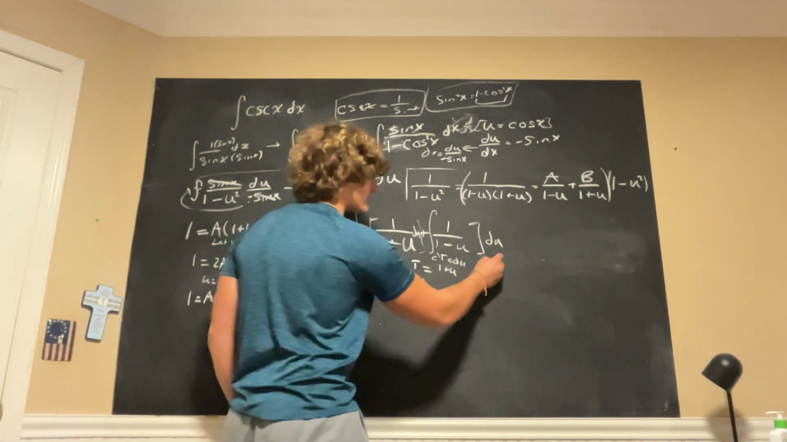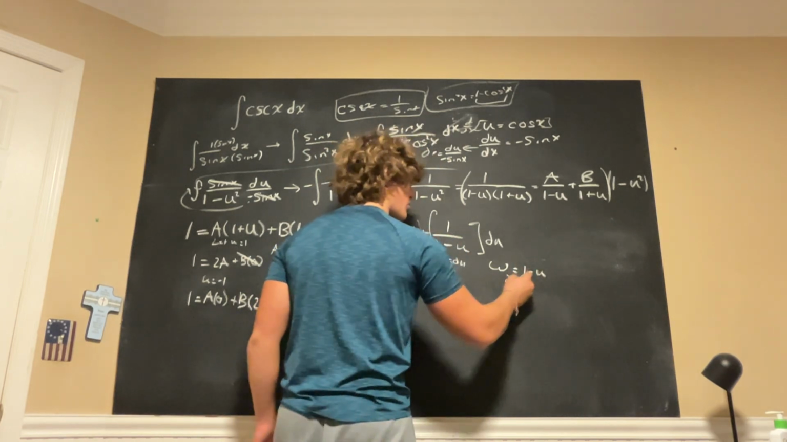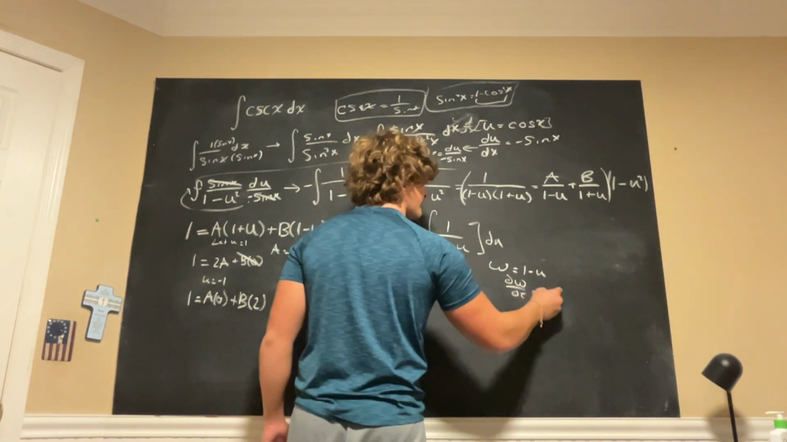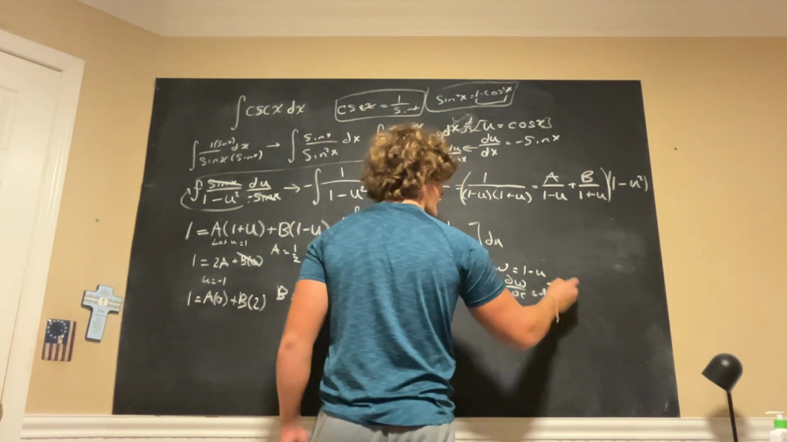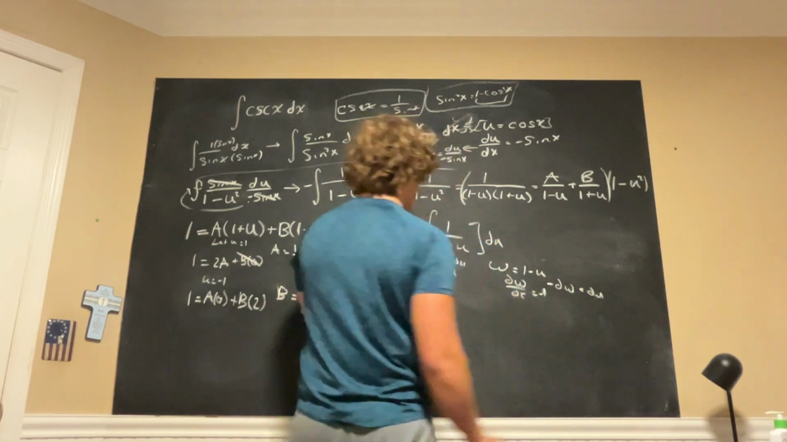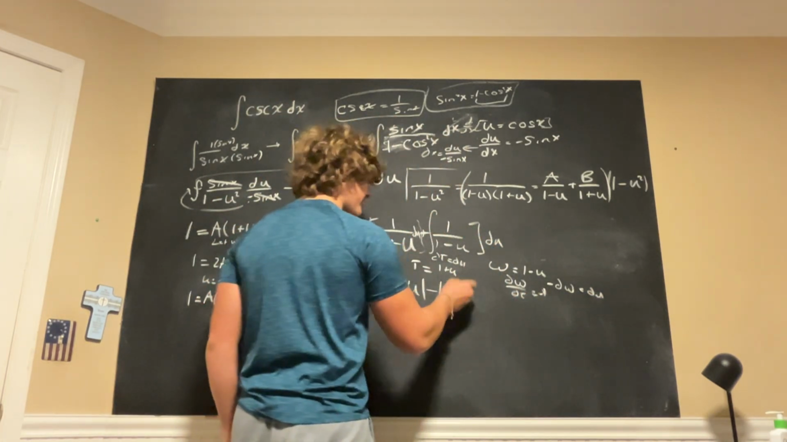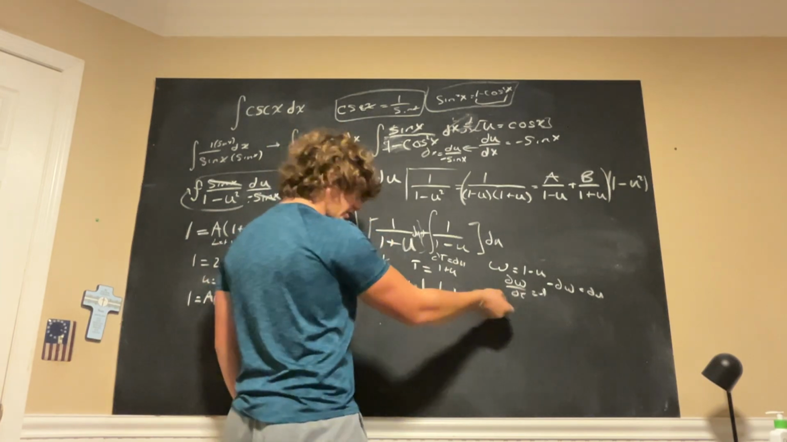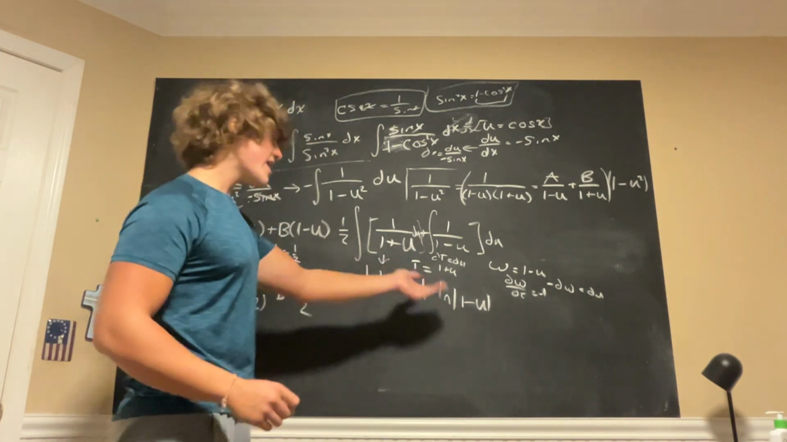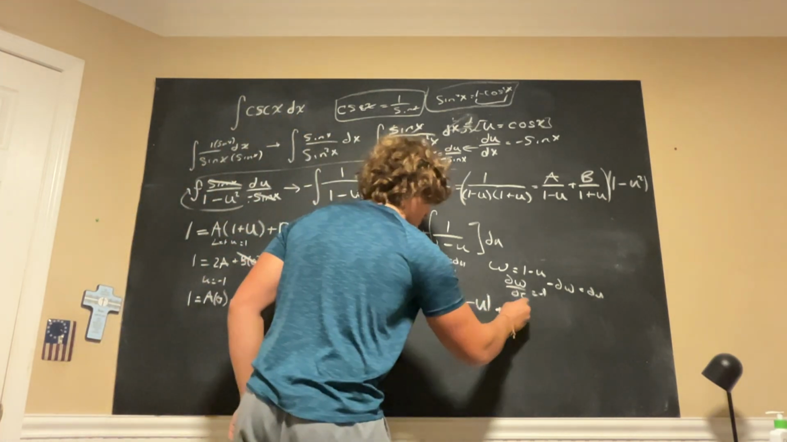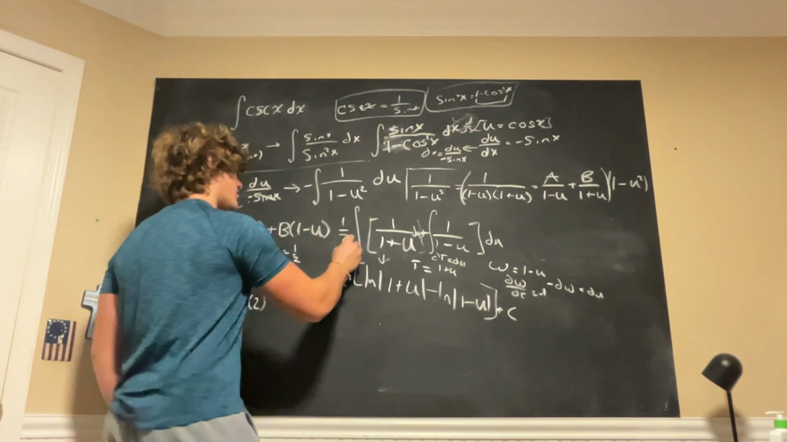Now let's say that w is equal to 1 minus u. So dw over du equals negative 1, so negative dw is equal to du. So this has to become negative. So this becomes minus ln of absolute value of w, and w is 1 minus u. So this is minus ln of 1 minus u, and then this is plus c. Don't forget the 1/2 on the outside of this from here.